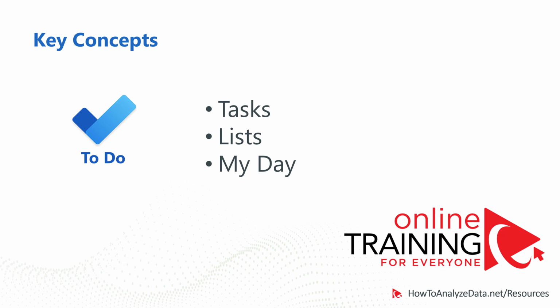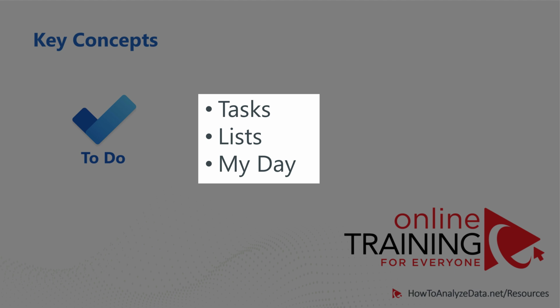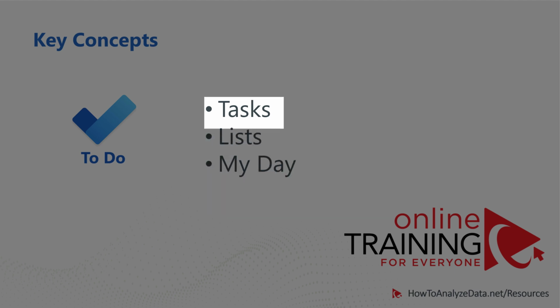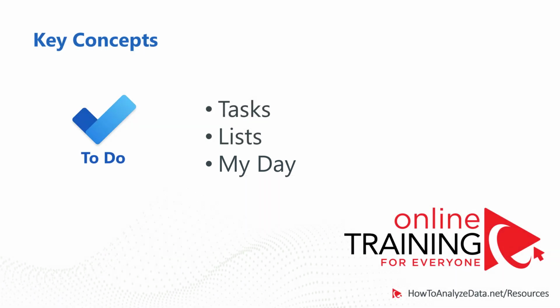There are three most important concepts in Microsoft ToDo: the concept of tasks, lists, and My Day. A task is a specific unit of work that needs to be done. For example, a task might be pay the bill, call the support center, anything to that matter that requires your attention. A list is a way of grouping and organizing the tasks. And My Day is just one of the lists, but a very important list, because it summarizes everything that you need to complete today.